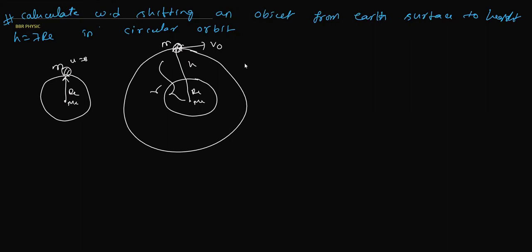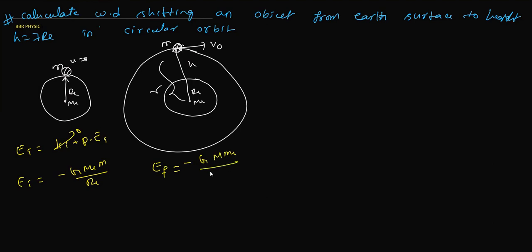If you want to calculate the total energy here, total energy can be written as E initial equals kinetic energy plus initial potential energy. Kinetic energy is 0. So E initial equals the potential energy, minus GMEM divided by RE. Energy final we need to calculate. Energy final equals minus GMEM divided by 2R. The R value, if you observe, H is given in the question as 7 RE. 7 RE plus RE is nothing but 8 RE.